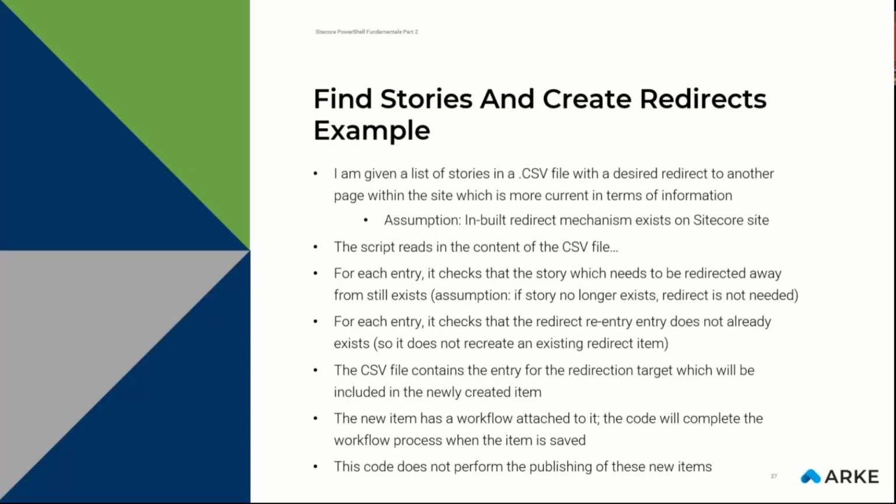So for this example, I'm assuming that I'm going to absorb a CSV file. For each entry in the CSV file, I'm going to check to see if the redirect already exists, because if it does, I don't want to create it again.